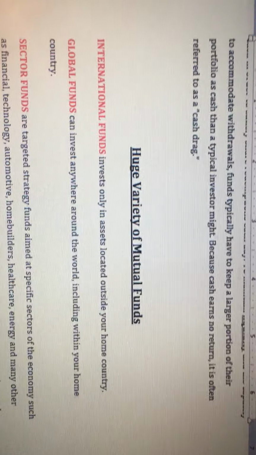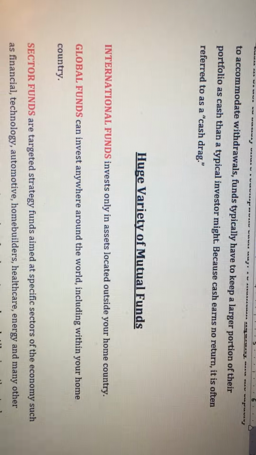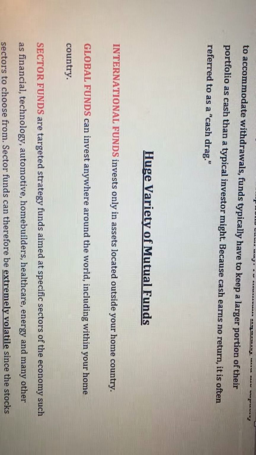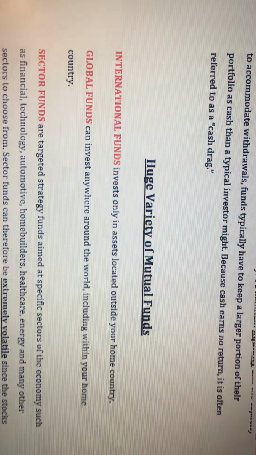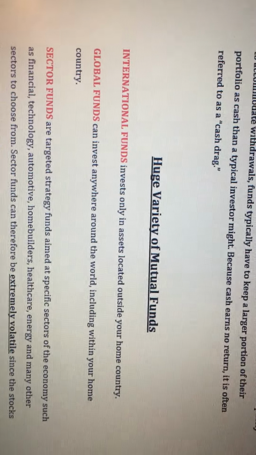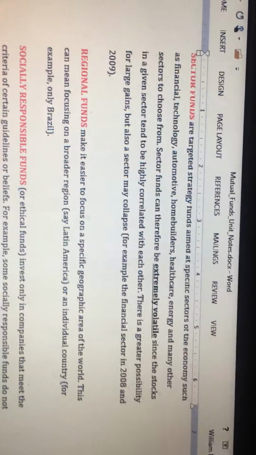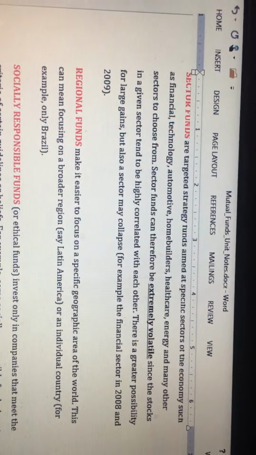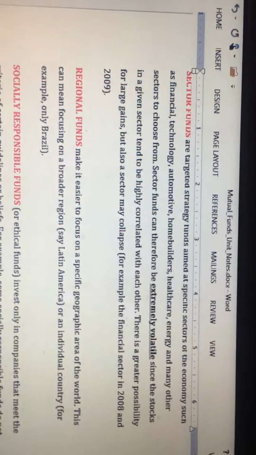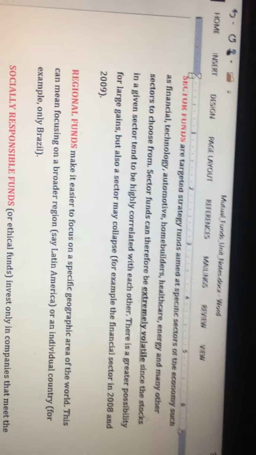There's so many different funds. There's international funds that invest in all countries outside your home country. Global funds that invest around the world, including your home country. Sector funds that pick a group of stocks like technology or oil stocks or automobile stocks or athletic apparel stocks. There's so many different sectors out there. You can choose funds in all the different sectors.